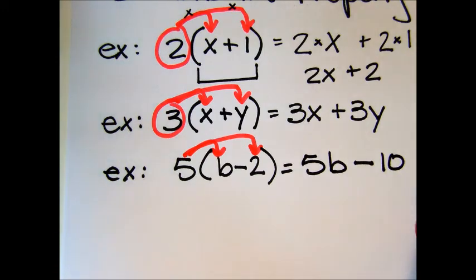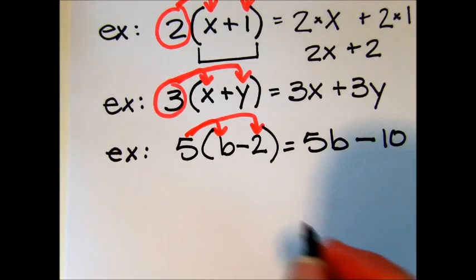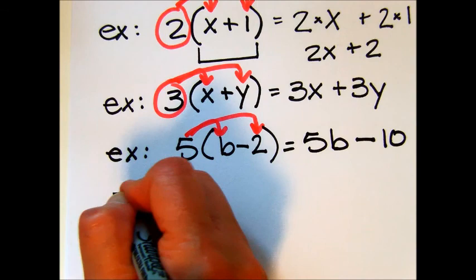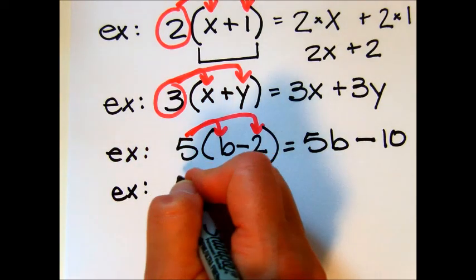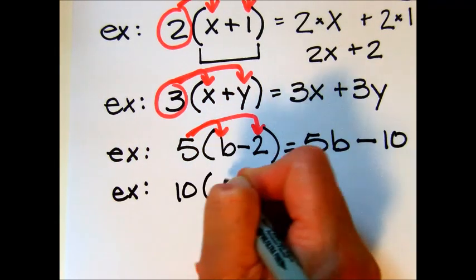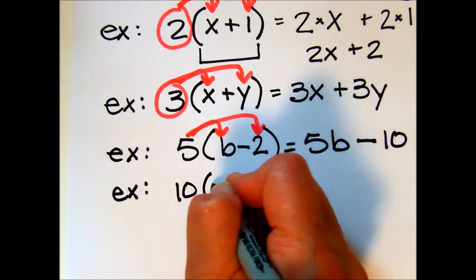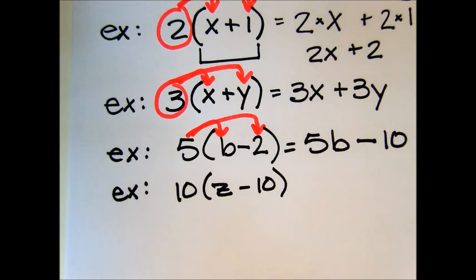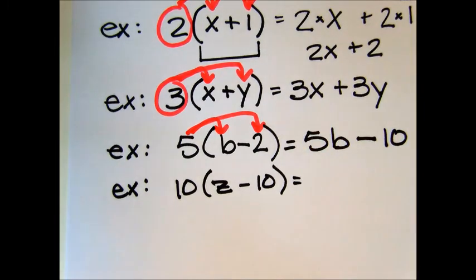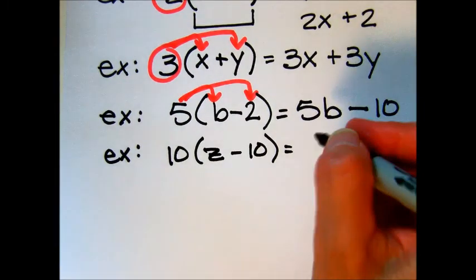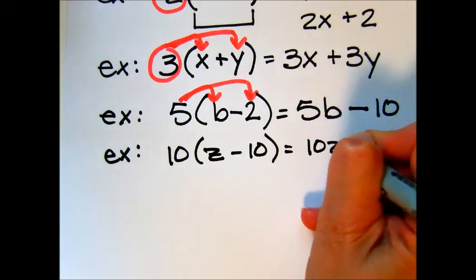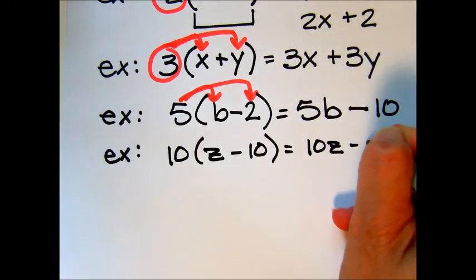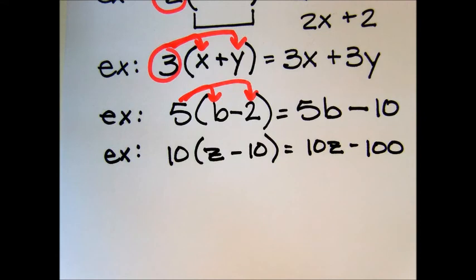Okay? And let's try one more with a subtraction. Let's say we have 10 times the quantity z minus 10. See if you can figure that one out. I'm going to write down the answer.